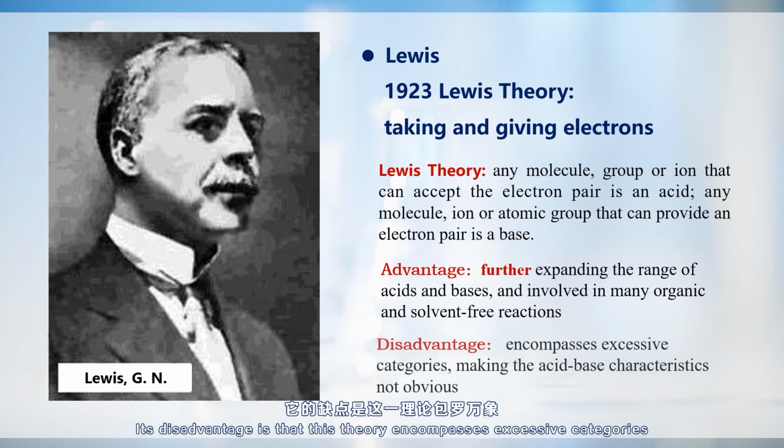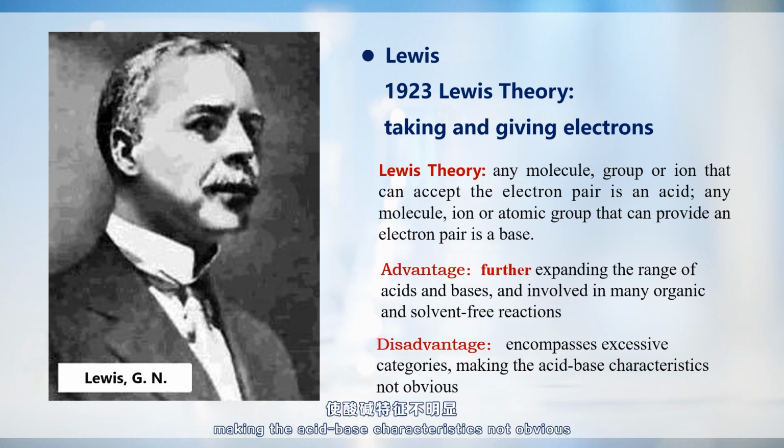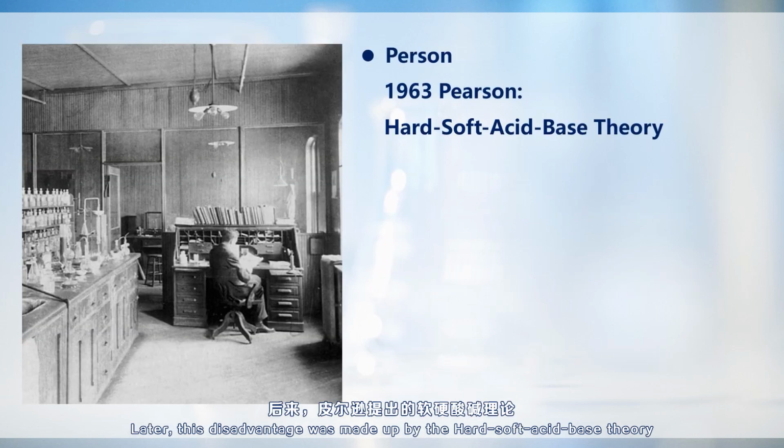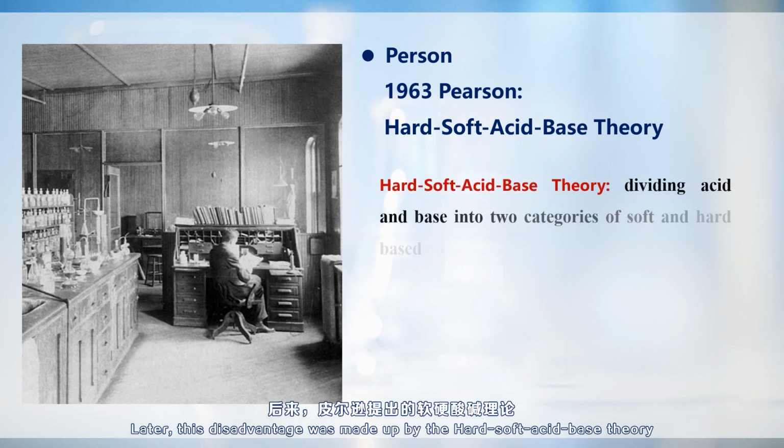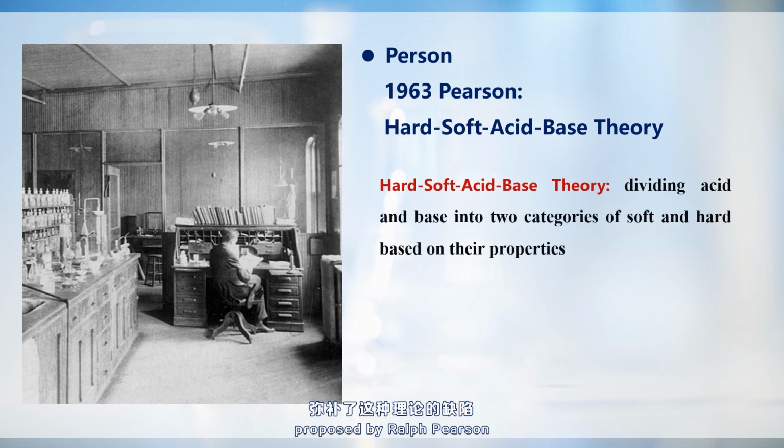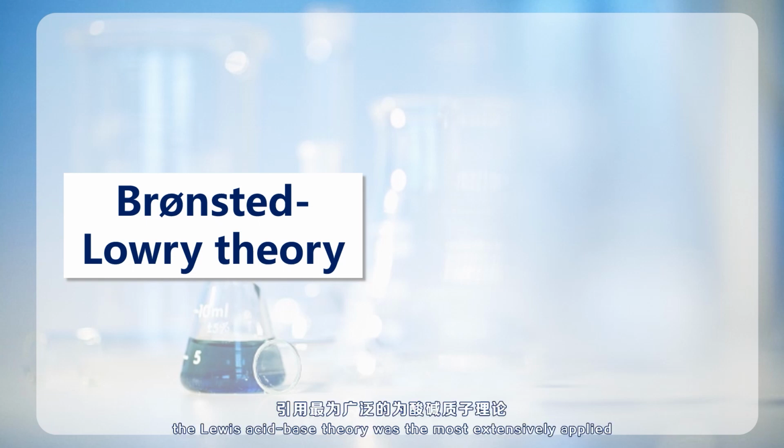Its disadvantage is that this theory encompasses excessive categories, making the acid-base characteristics not obvious. Meanwhile, the strength order of the acid or base may be inconsistent if different reaction targets are selected. There is no unitary scale to determine the relative strength of the known acid and base, thus it is difficult to judge the direction of acid-base reaction. Later, this disadvantage was made up by the hard-soft acid-base theory proposed by Ralph Pearson. Of all these theories, the Lewis acid-base theory was the most extensively applied.